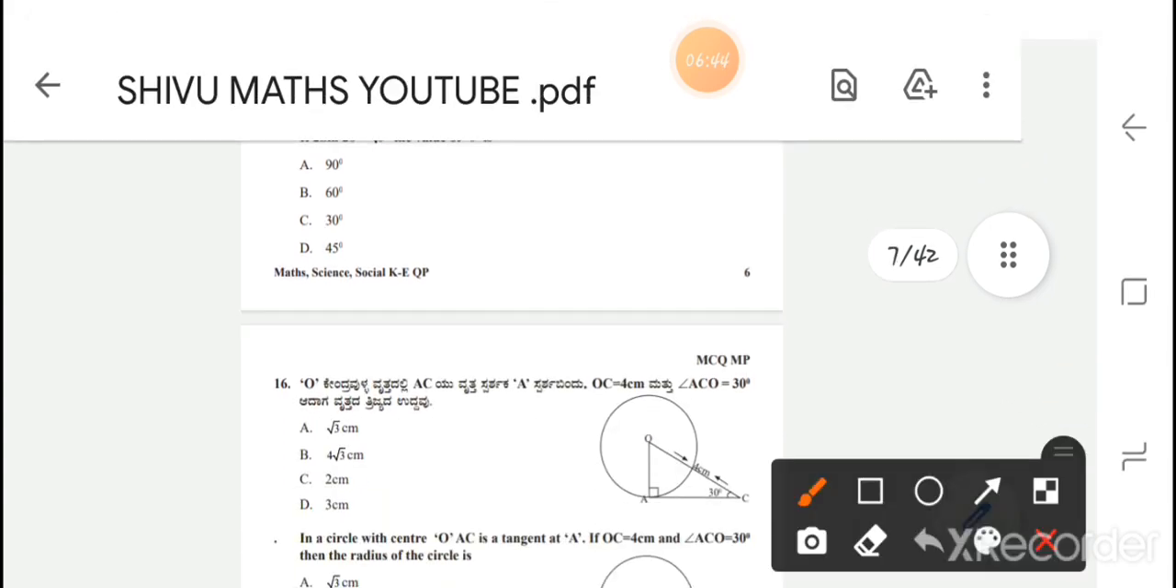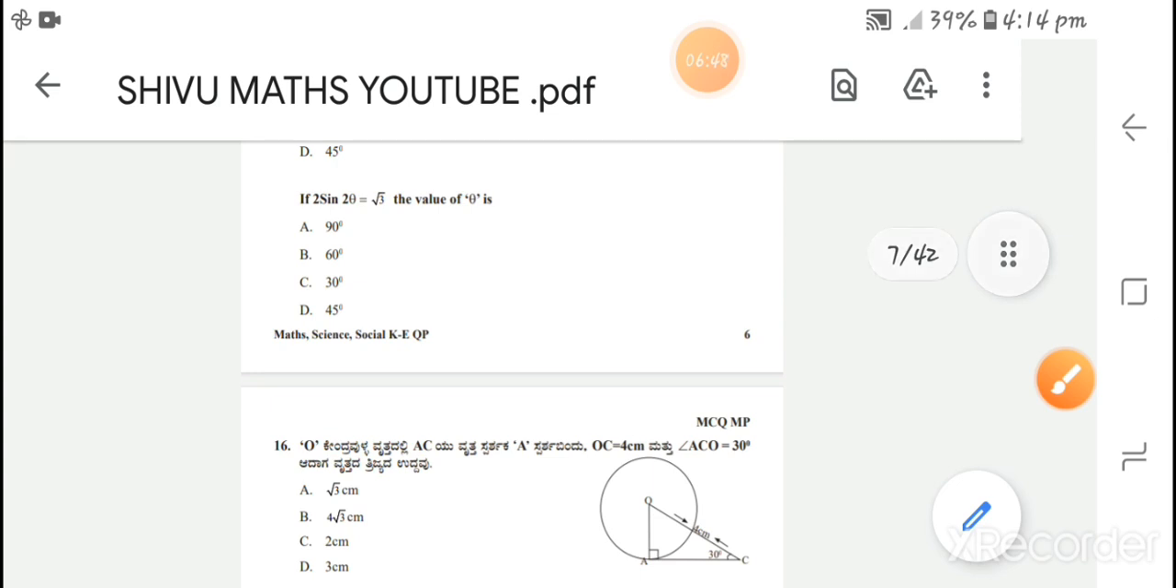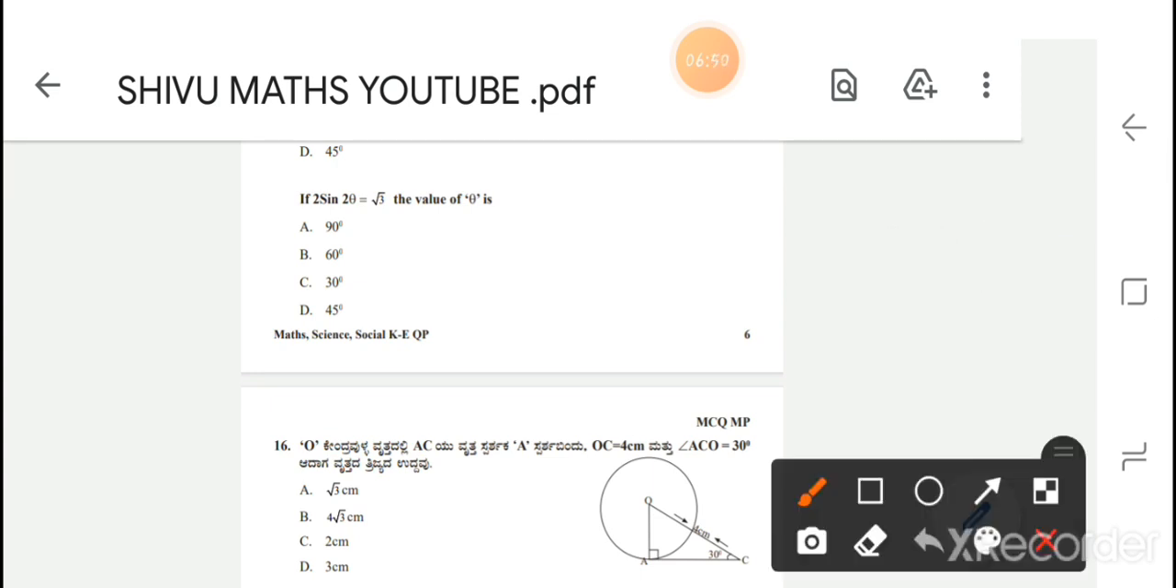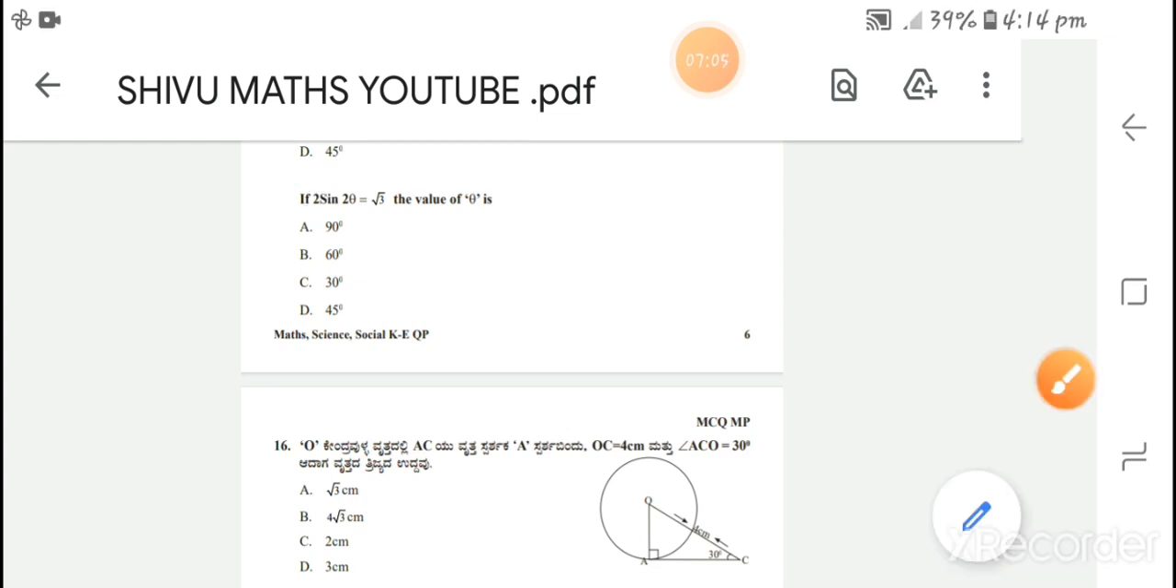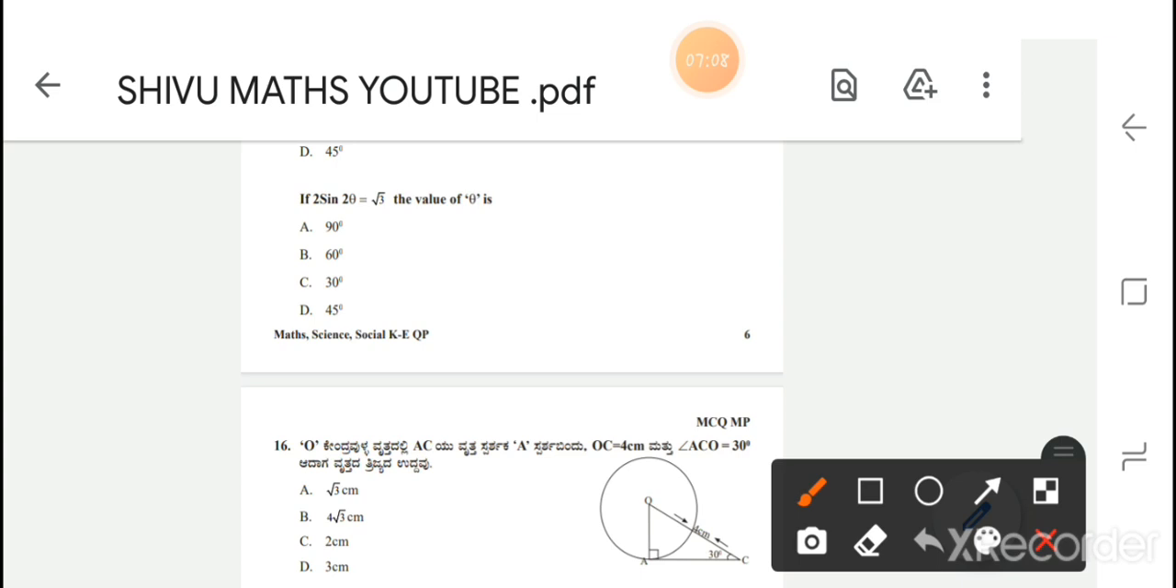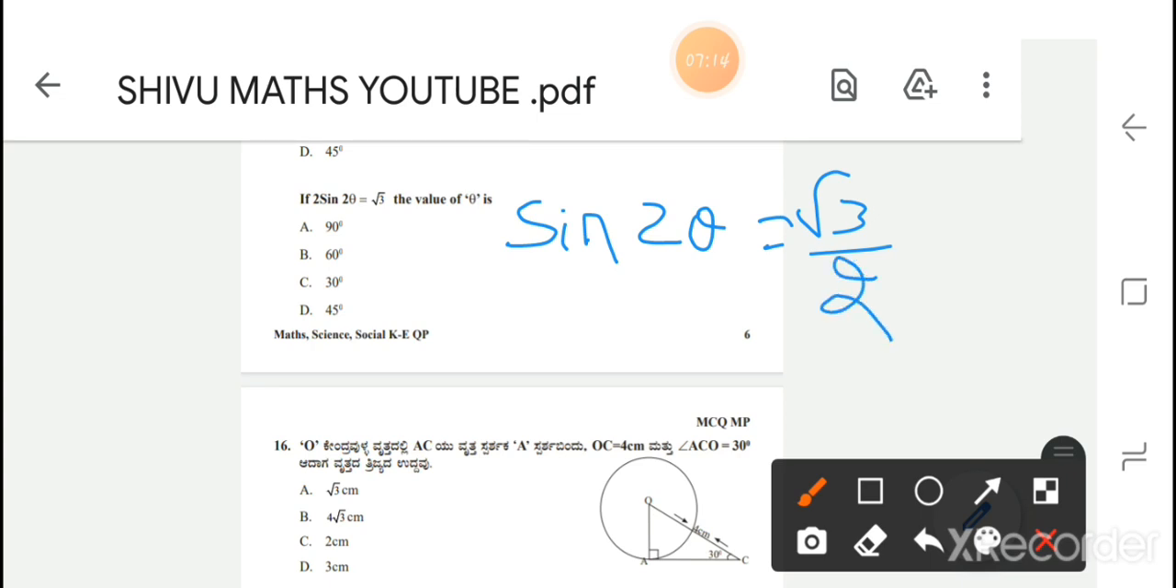See that 15th question: if 2 sine 2 theta is root 3, then find the value of theta. Here we need to take 2 to the right side. Here 2 is multiplied with sine 2 theta, that's why you need to take 2 to the right side, and we get division. So sine 2 theta is root 3 by 2. We need to cancel the sine ratio, that's why root 3 by 2 is also expressed in sine. Root 3 by 2 is sine 60.